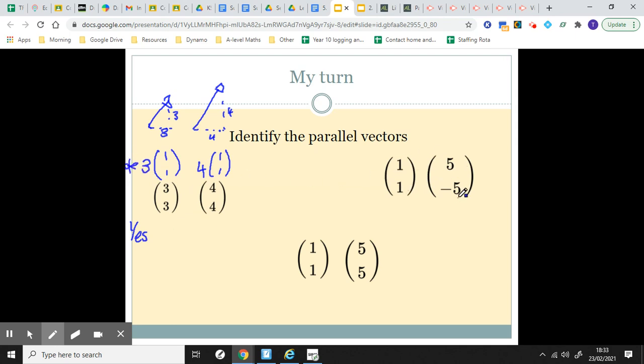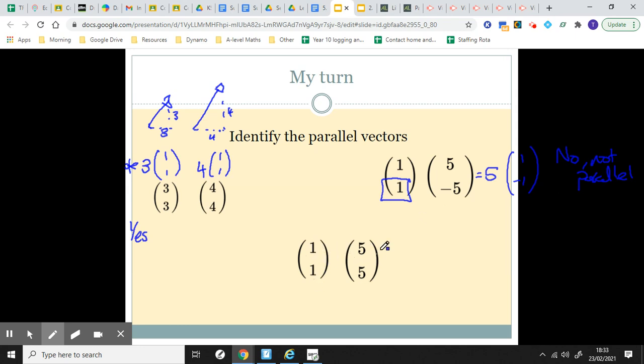This one, 1, 1, 5, negative 5. Well, 5, negative 5 is 5 lots of 1, negative 1. We don't have a negative here. This is positive and positive, so no, not parallel. Okay, if this was a positive 5, then it would be, but this negative means it's not parallel.